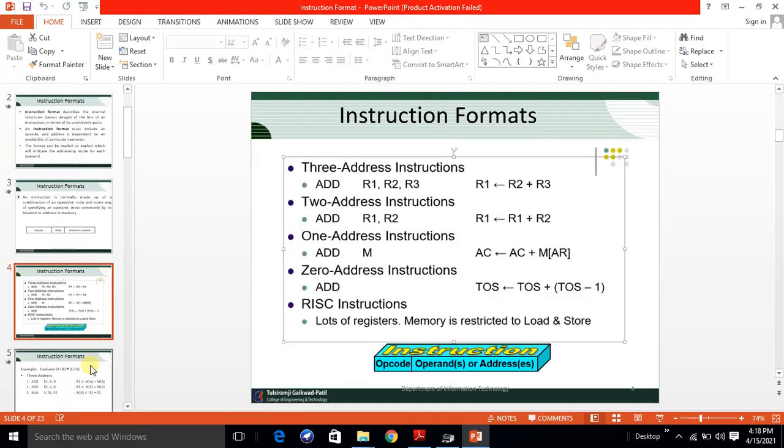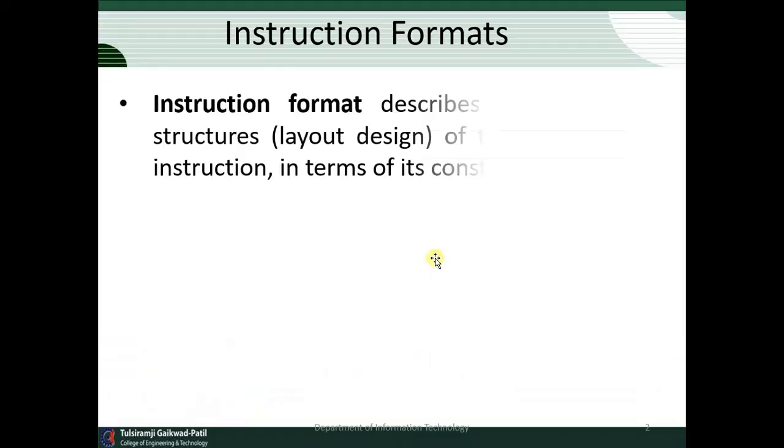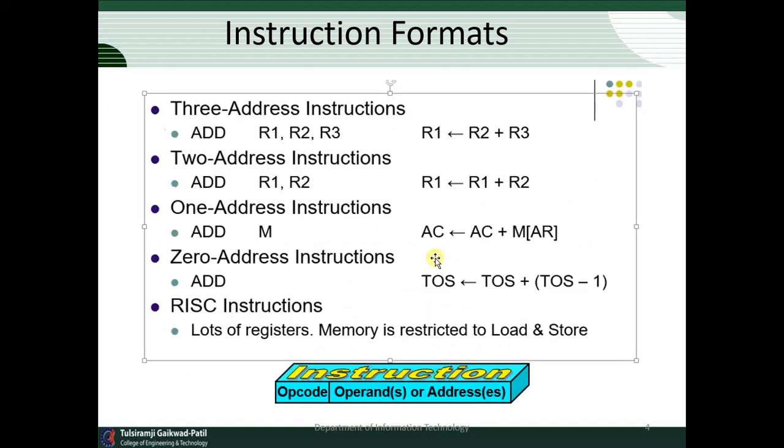What are the instruction types? Here we can observe the three address instructions. Where we are going to use three registers, that's why it is called a three address instruction. Here add is the opcode, and R1, R2, R3 are the three registers we are going to use. How is the operation performed? We add the data of R2 and R3 and store the result in R1. That is called a three address instruction.